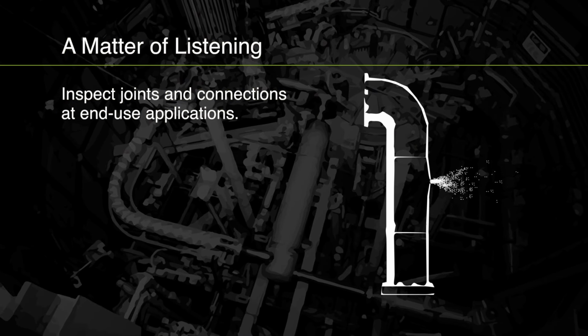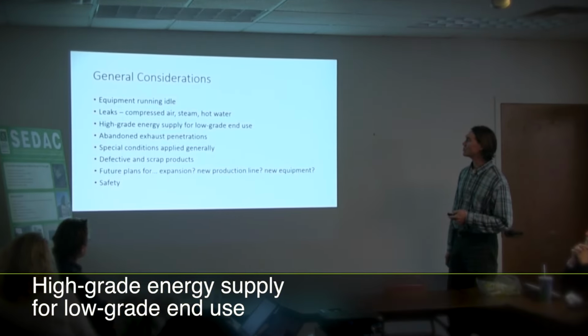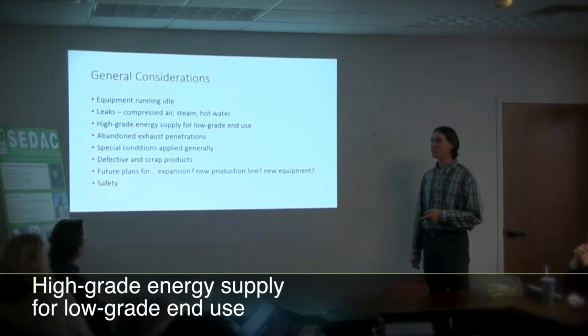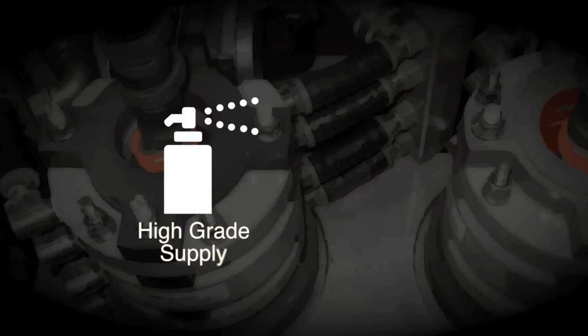So in a lot of manufacturing facilities, you walk in, you hear it's compressed air. Okay, this one, high grade energy supply for low grade end use. So for example, using compressed air instead of a broom.